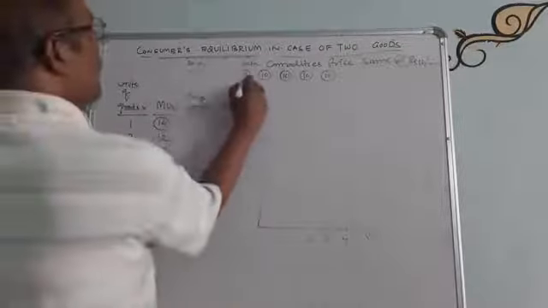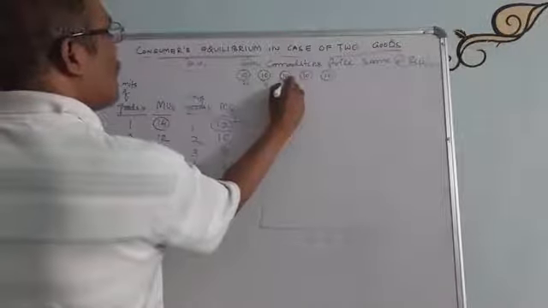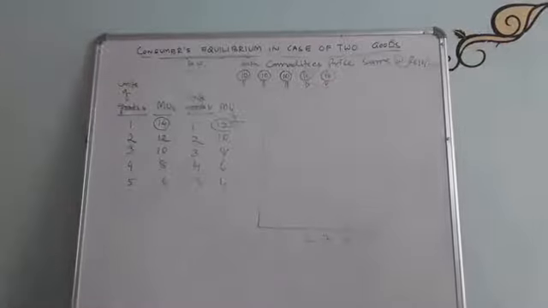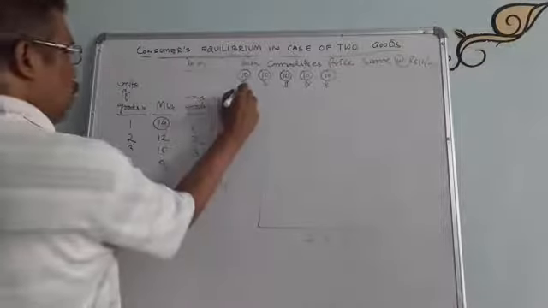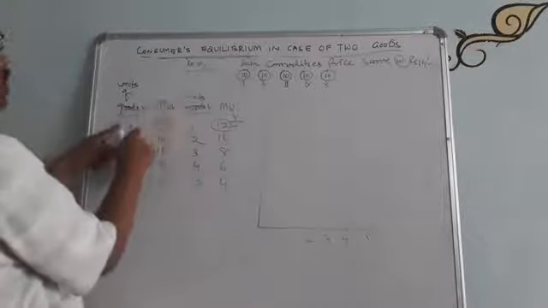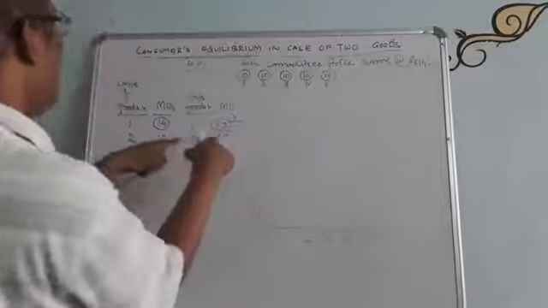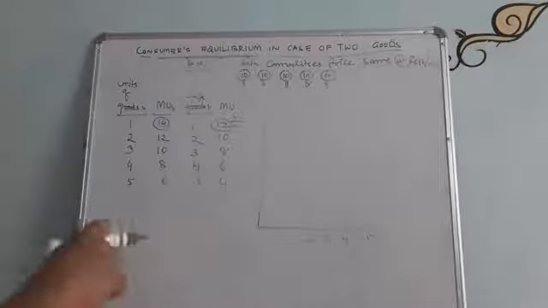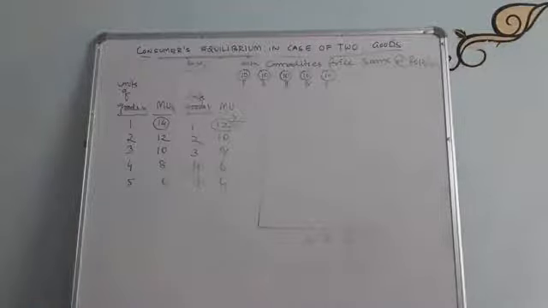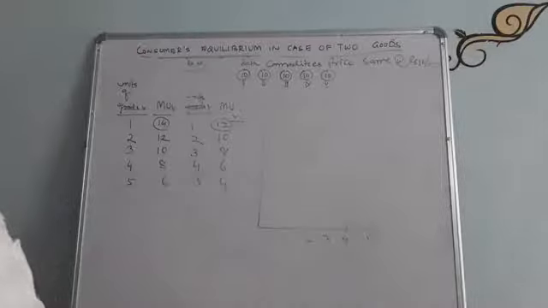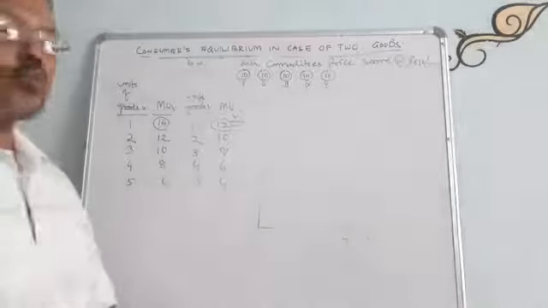First 10 rupees, this is the first 10 rupees, this is the second 10 rupees, this is the third 10 rupees, this is the fourth 10 rupees, and this is the fifth 10 rupees. The first 10 rupees, either you have to spend on goods X or on goods Y. How will you decide? It depends on your marginal utility. In which good are you getting more marginal utility, goods X or goods Y?